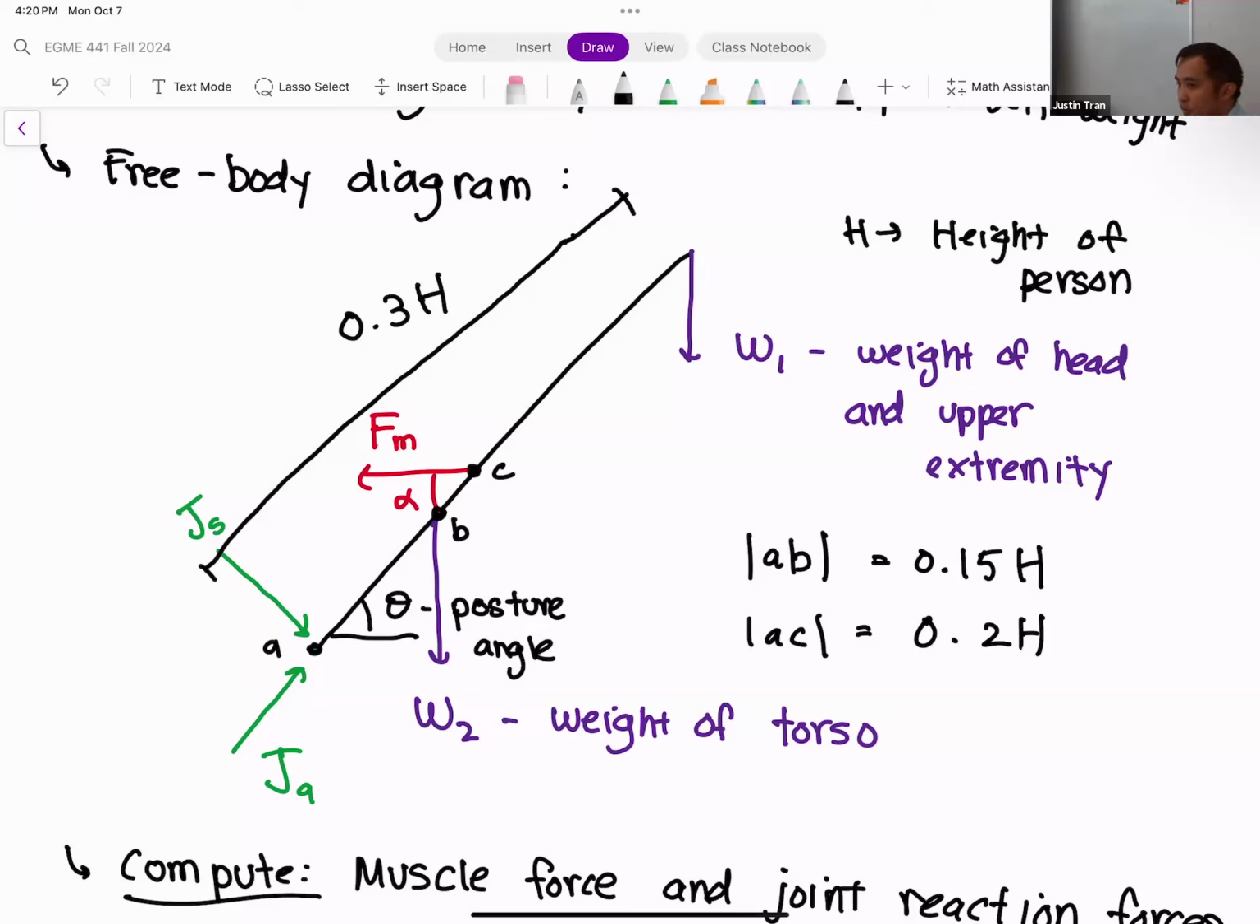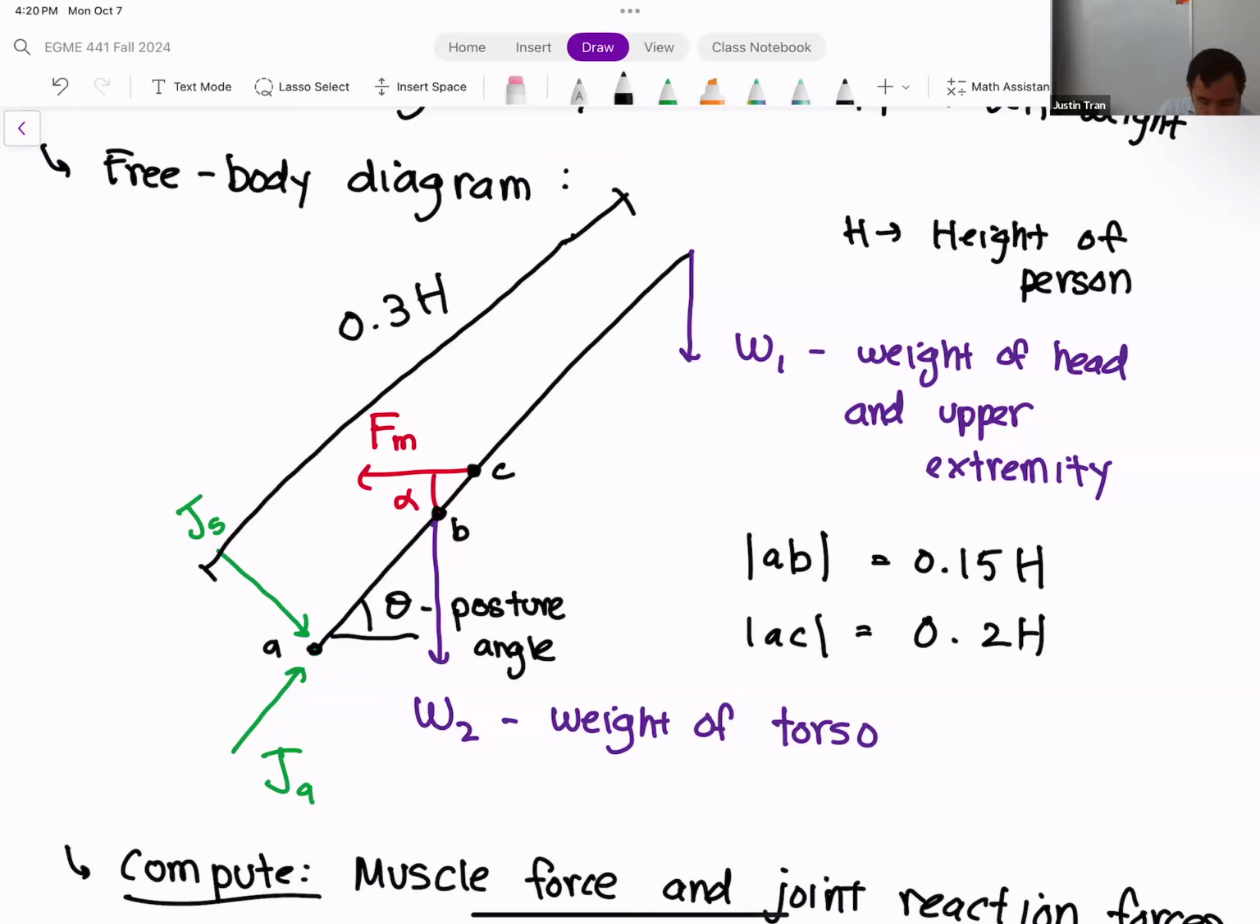Yes. Alpha is a constant, right? Alpha is a constant. Yeah. Alpha is the angle. So the muscle attachment angle we're going to assume is constant. The only thing that's changing here is the posturing. Yeah. I apologize for that. So the overall length of what we're considering here is 0.3 H, and then the other lengths are given down there.